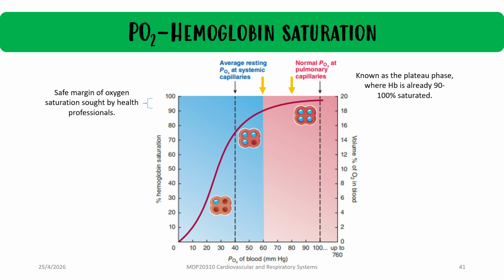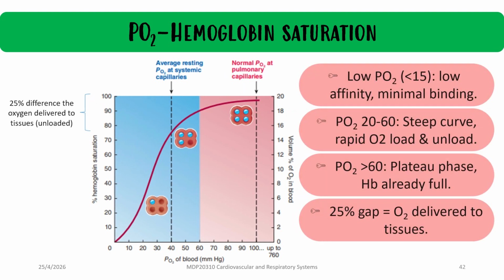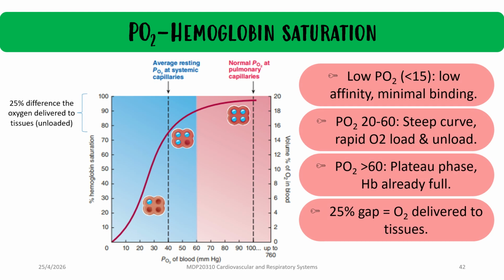Then it proceeds to become the plateau phase between 80 to 100 mmHg. Here, the hemoglobin is already 90 to 100% saturated. Increasing the PO2 further will only cause a very minimal increase in oxygen saturation, because most of the hemoglobins are now fully booked.